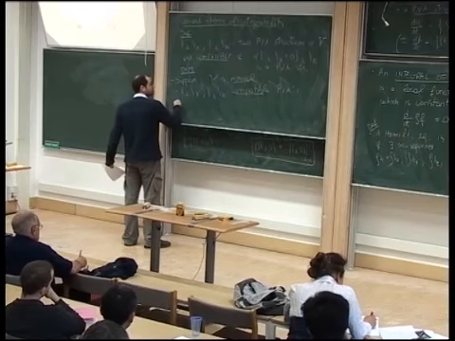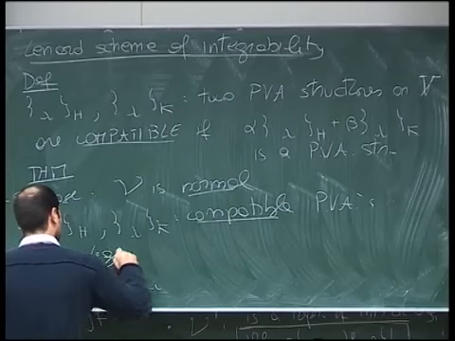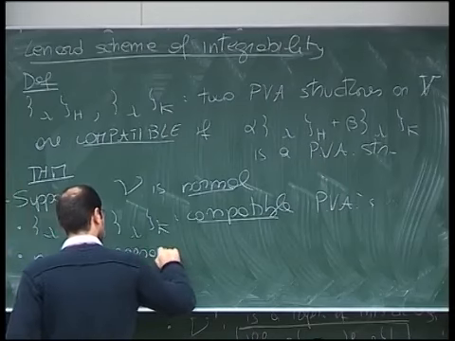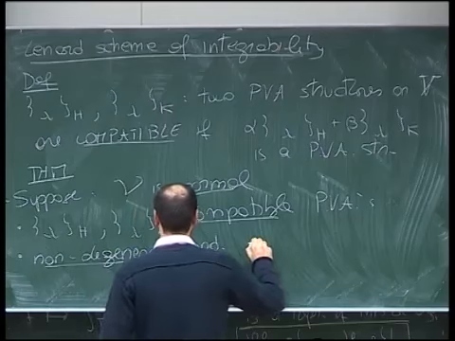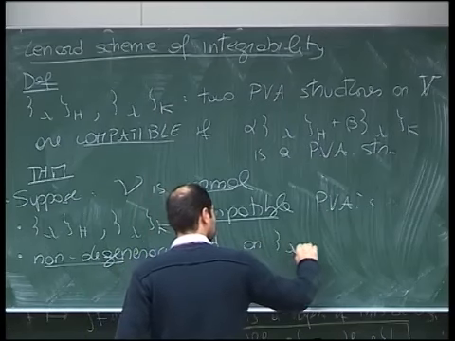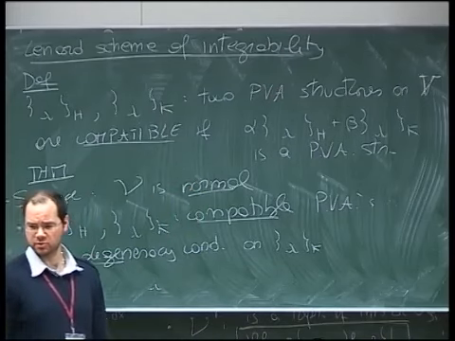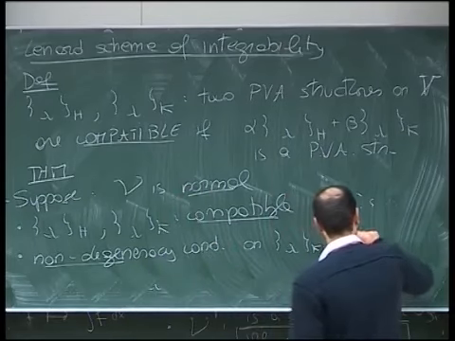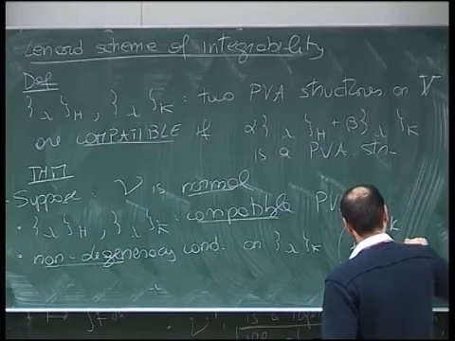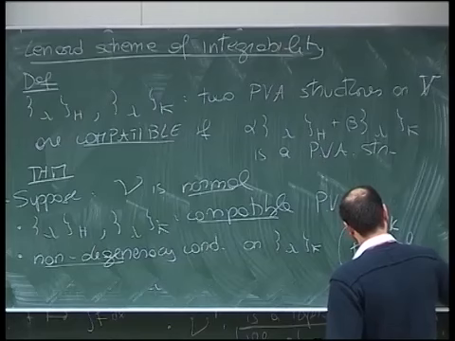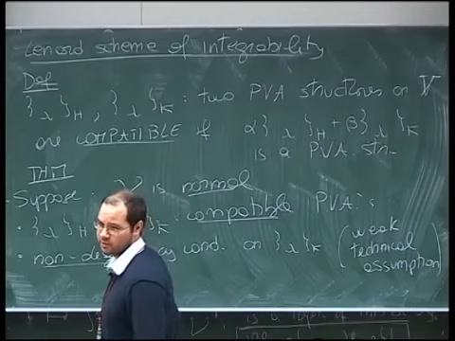Suppose, moreover, we have a certain non-degeneracy condition on the second Poisson vertex algebra, which is a very weak technical assumption, which I'm not even going to write down. It's most of the time very easy to check.